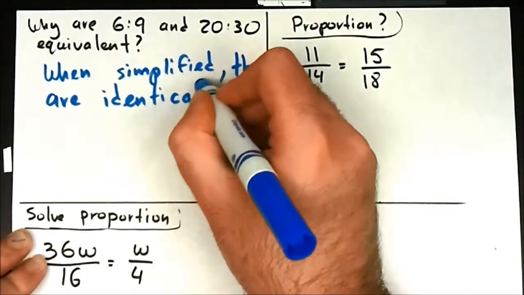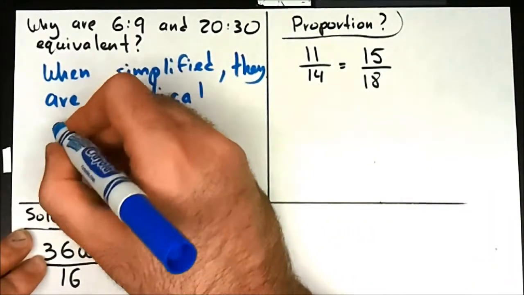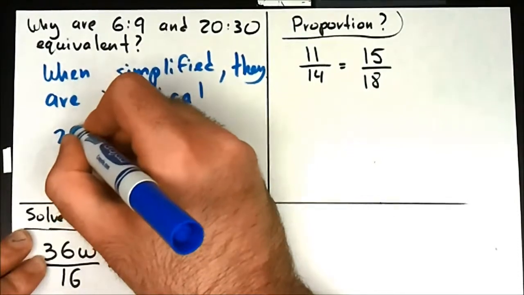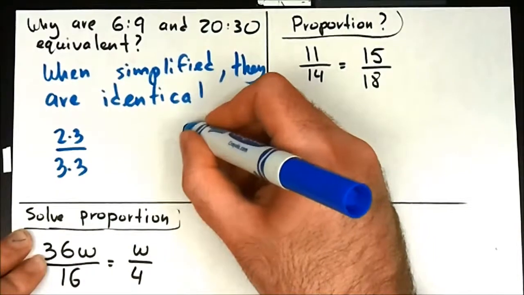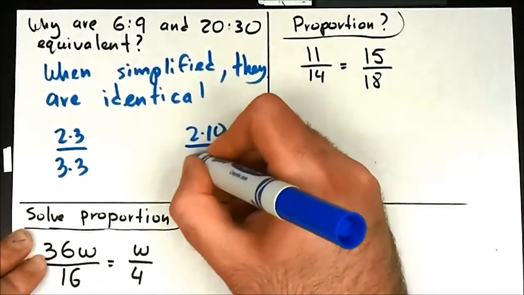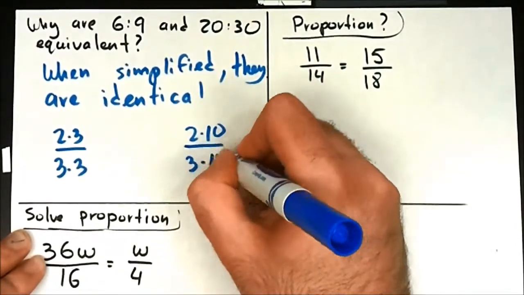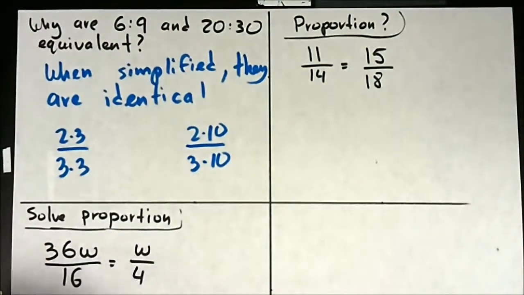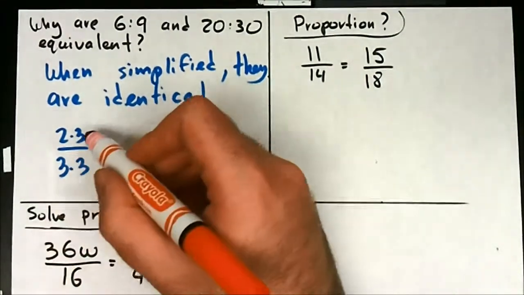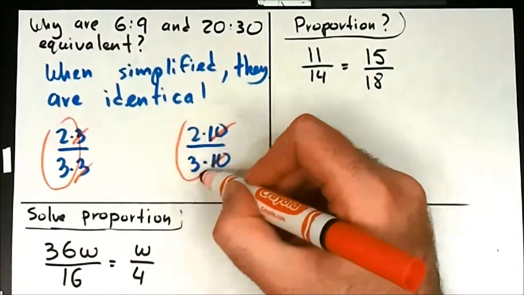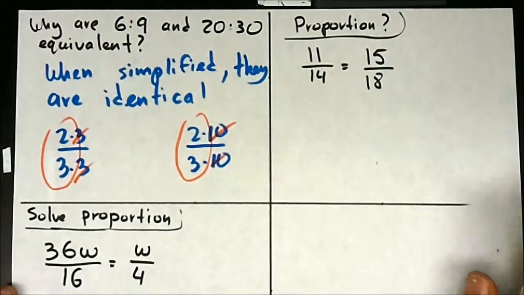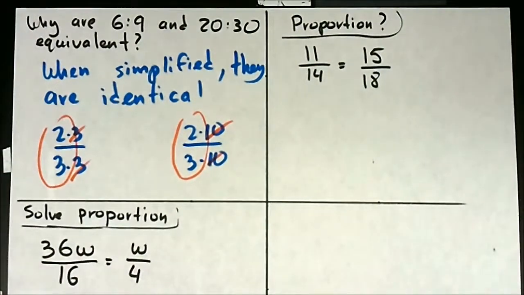And of course you have to prove this to me. So 6 over 9 I can write as, well, 6 is 2 times 3, 9 is 3 times 3, and 20 I can write as 2 times 10, 30 I can write as 3 times 10. And you can probably see here what's going to happen next. If I cross out 3, 3, 10, 10, I'm left with 2 over 3 here, 2 over 3 here, and of course, well, it's identical. That's how I can tell that they're equivalent. Simplify them, compare the simplest ratios, done.